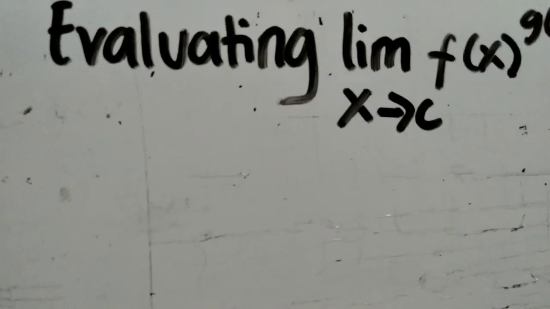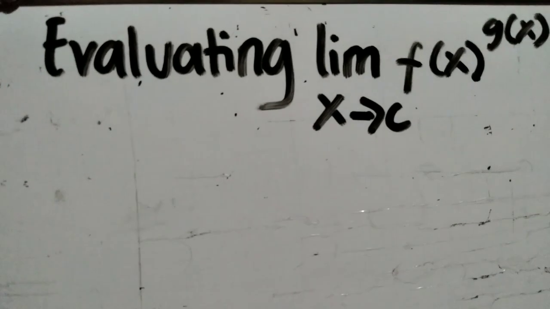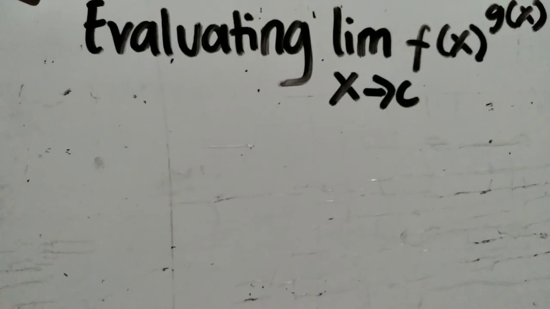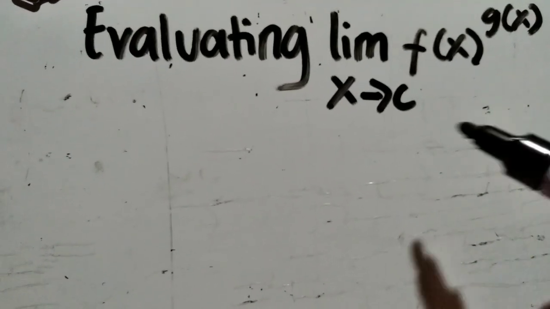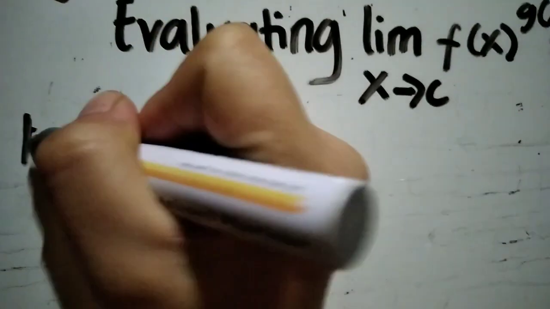Welcome to this new video. We're going to talk all about how to evaluate the limit as x approaches c of f of x raised to g of x. We have four steps in evaluating the limit as x approaches c of f of x raised to g of x.